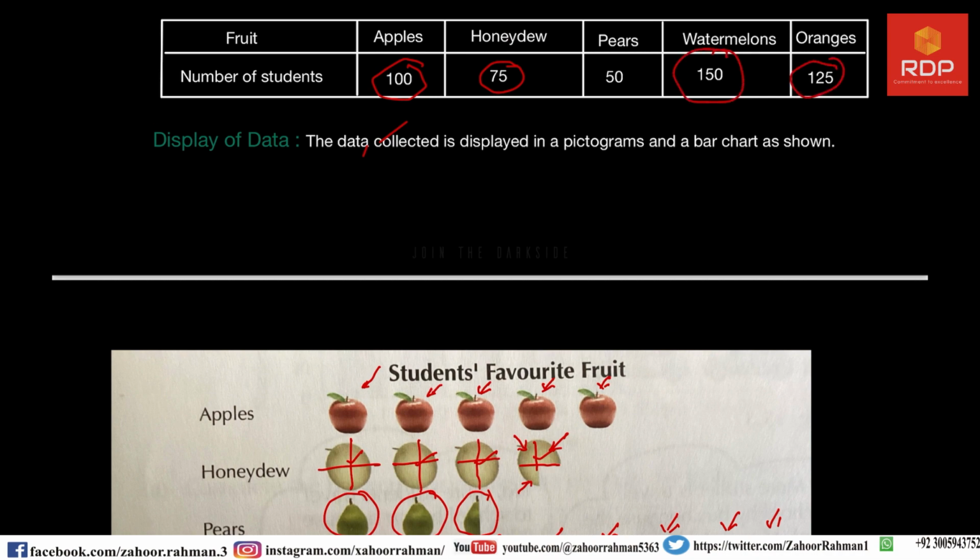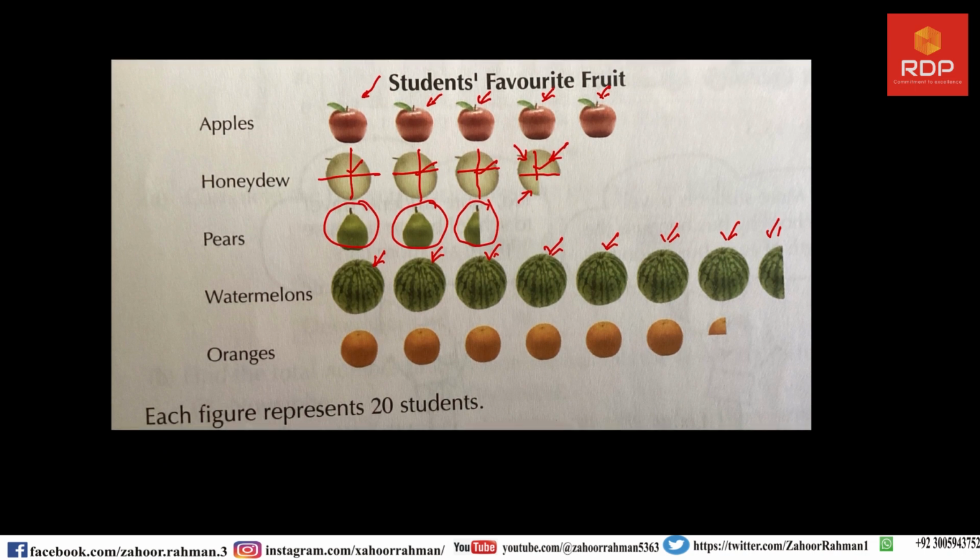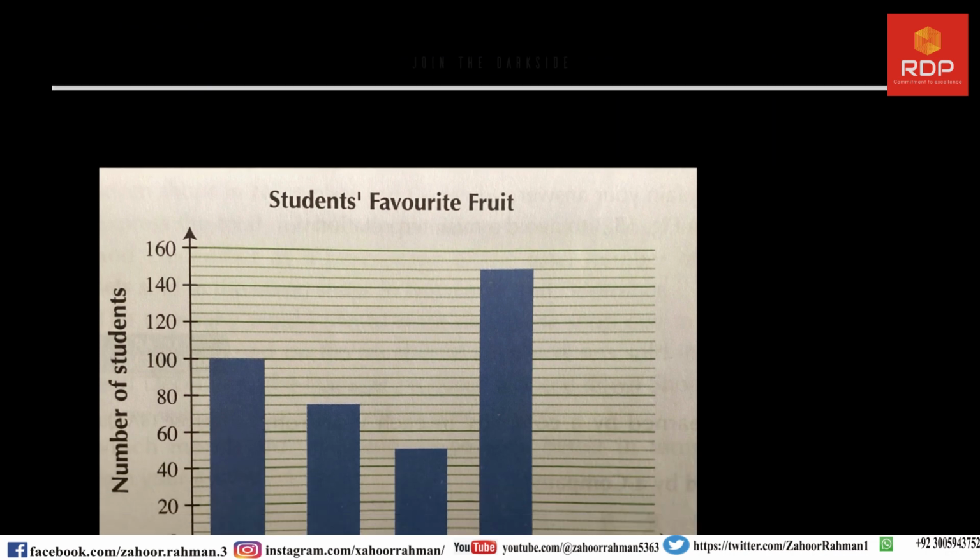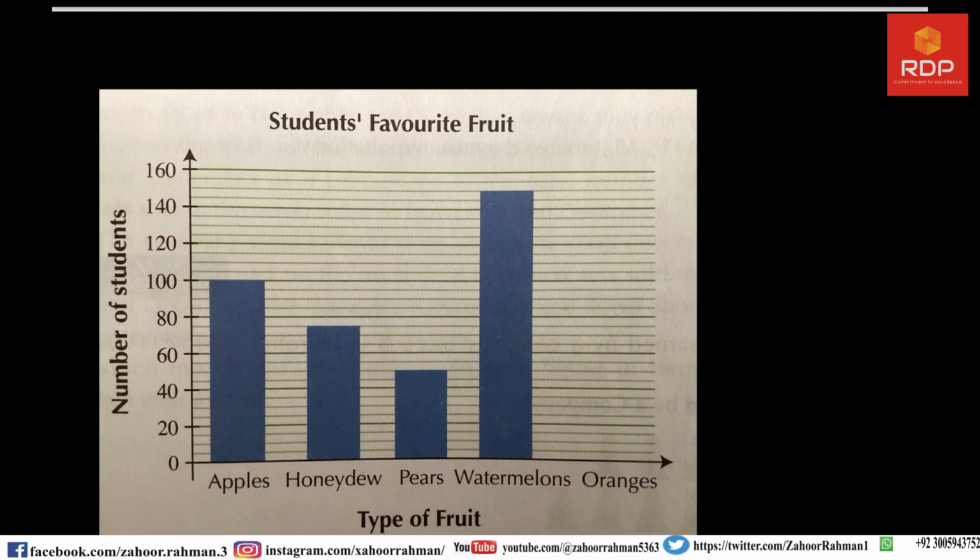The next is 125. So you can see 20, 40, 60, 80, 100, 120, and this is 1/4, which means 5. So 125. Now in the second way, you can display all these values.